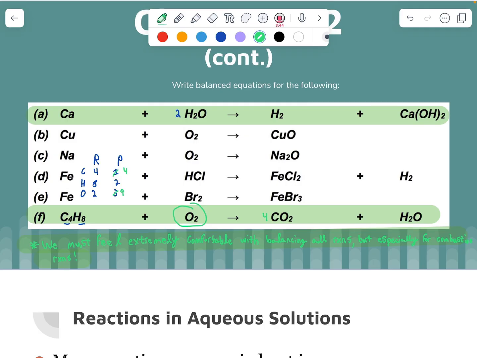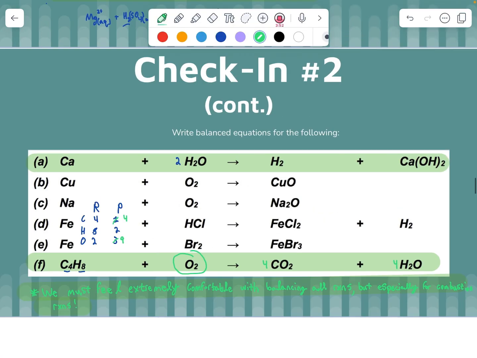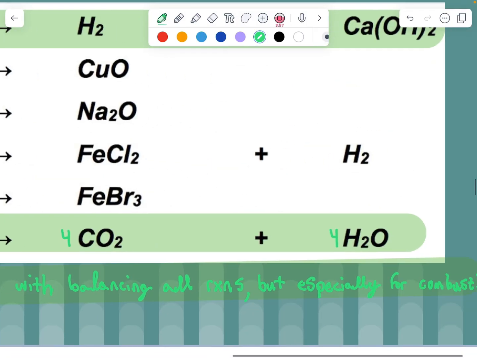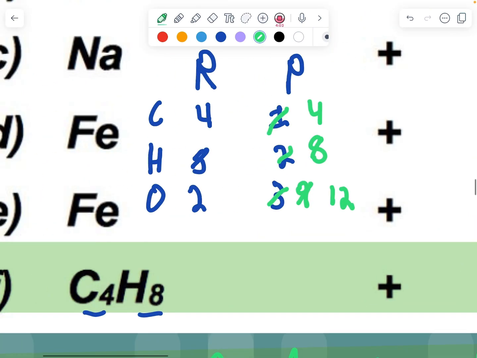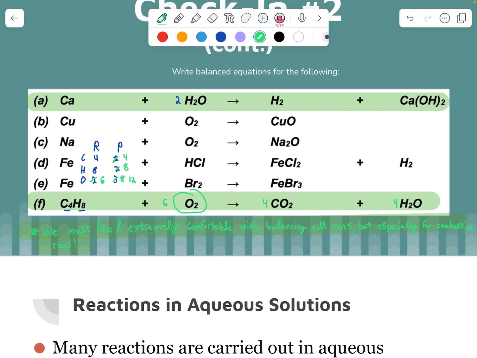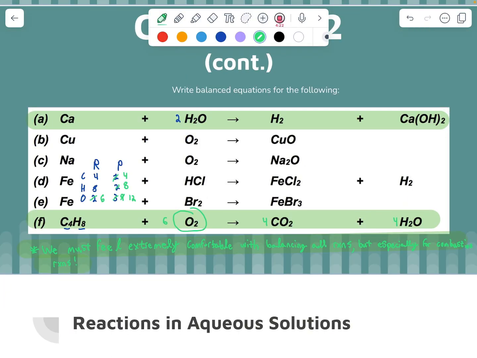We have 8 hydrogens on this side and 2 hydrogens on this side, so we're going to use another 4. And then we're going to do 8 here, and now we have 4 times 2 is 8 oxygens plus 4, so that's 12 oxygens. And then since we have 2, the multiple is going to be 6 there. And sometimes we are going to have to use decimals, like a 5.5 or like a 6.5, and multiply the whole thing by 2. If you don't feel comfortable with combustion reactions, definitely DM me and I can give you some practice problems, because it's really important to learn how to do.